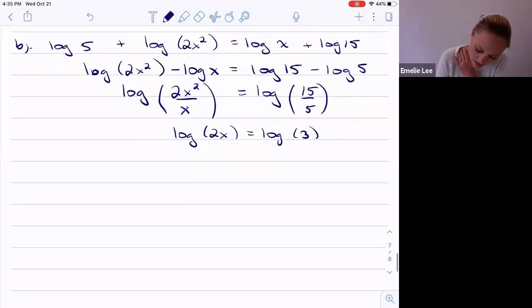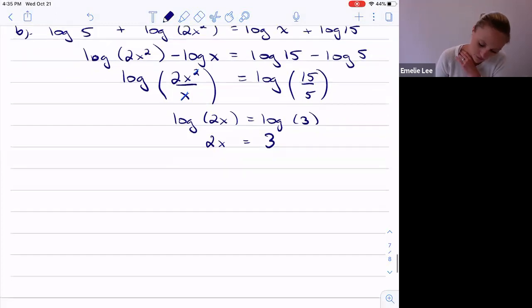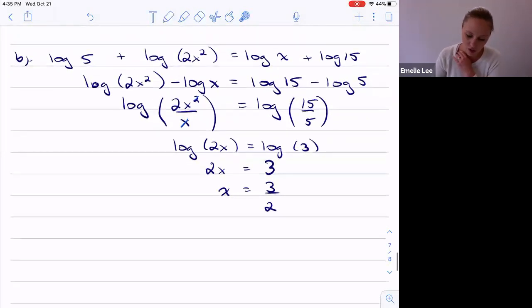Because now we can say that 2x equals 3, which means that x is 3 divided by 2. And just making sure, where x is going back in, right? x is going straight into a log, and 2x squared is going into a log. But this is probably the one I need to worry about the most. I need to make sure that it's greater than 0, which it is.